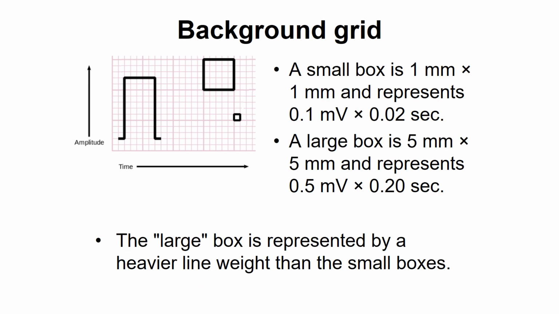A small box is 1 mm times 1 mm and represents 0.1 mV times 0.02 seconds. A large box is 5 mm times 5 mm and represents 0.5 mV times 0.20 seconds. The large box is represented by a heavier line weight than the small boxes.